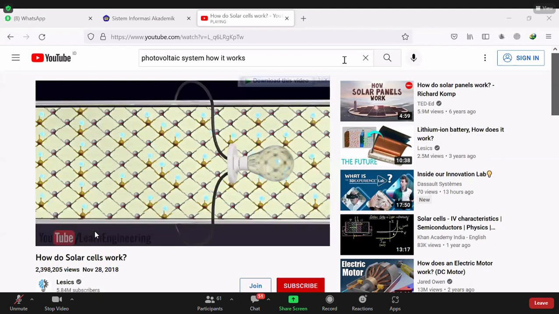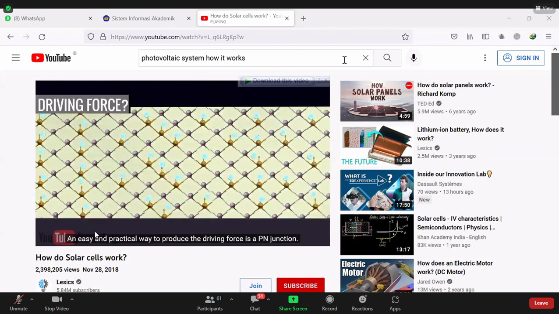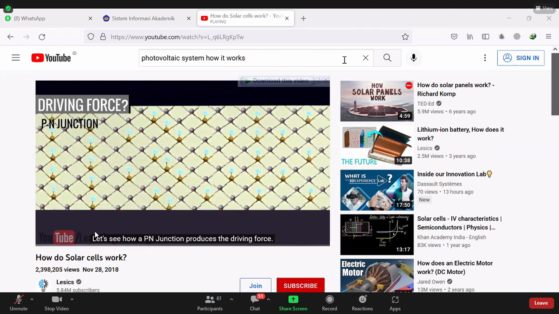a driving force is needed. An easy and practical way to produce the driving force is a PN junction. Let's see how a PN junction produces the driving force. Ada kutub P sama kutub N.